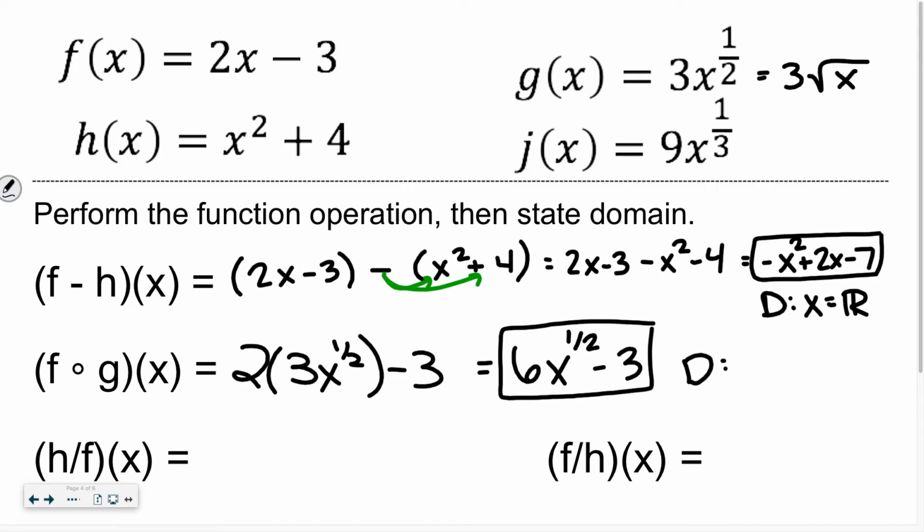When I look at my composition, I'm really going to have the same thing, right? It's just the square root of x. And I can't do anything less than the square root of 0. So I'm going to say my domain is x is greater than or equal to 0.